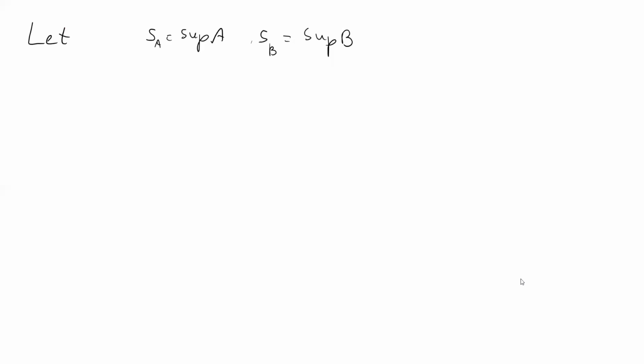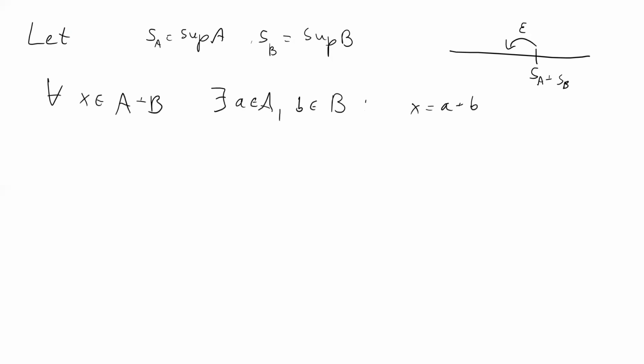Let's call the supremum of A SA and the supremum of B SB. Now we want to see that SA plus SB is the supremum of A plus B. In other words, using the epsilon property, we want to see that if we go even one step of size epsilon to the left, we will find in between an element of A plus B. But how does an element of A plus B look? An element of A plus B is always a sum of an element of A and an element of B.